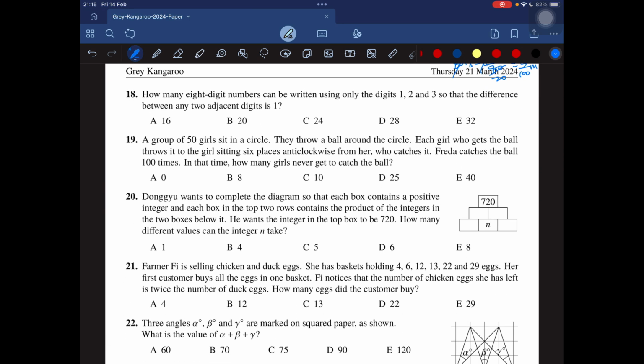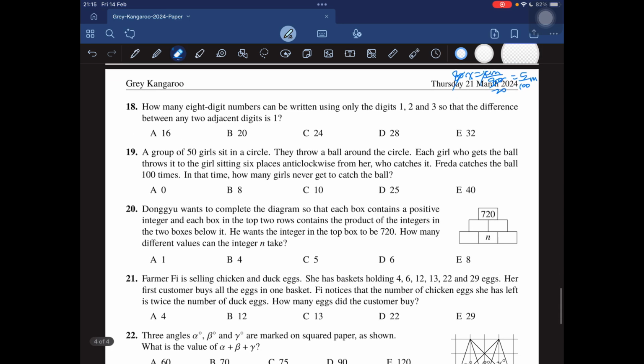How many 8-digit numbers can be written using only the digits 1 to 3? Difference between the two adjacent digits is 1. So I think it depends on which number we start. So let's say, because 2 has two different adjacent number cases, but 1 and 3 has only 1.